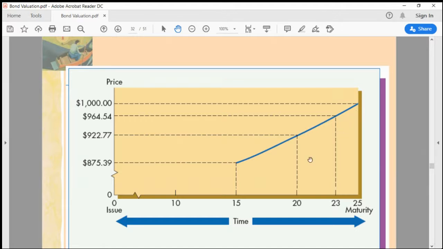It's simply because, look, what this is showing you is how a 25-year bond, of course, if you hold it to maturity, you get 1,000. But if today is year 15, right? Of course, because of the discount, right?